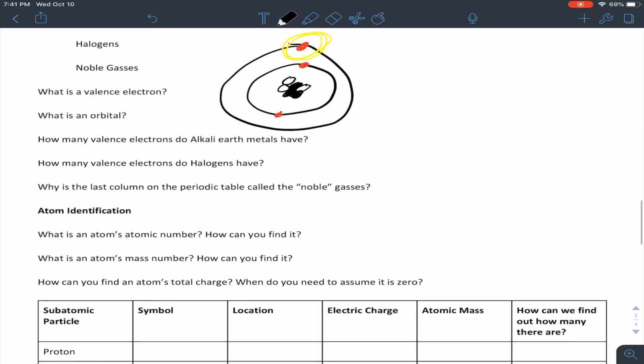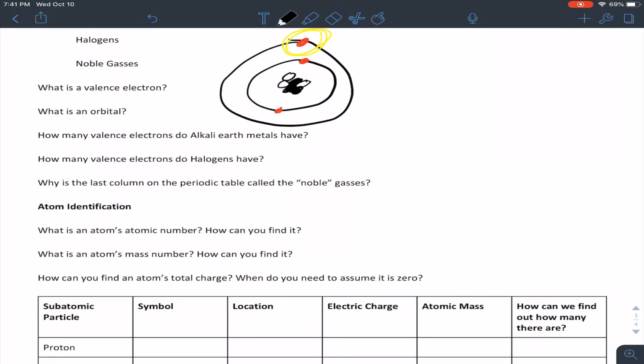How many valence electrons do alkali earth metals have? Well, the way we can tell valence electrons is by what group the element is in. And so all the alkali earth metals are in group 1A, so they all have one valence electron. It's kind of part of the periodicity of the periodic table. The repeating pattern is that up and down they all have the same valence electrons.